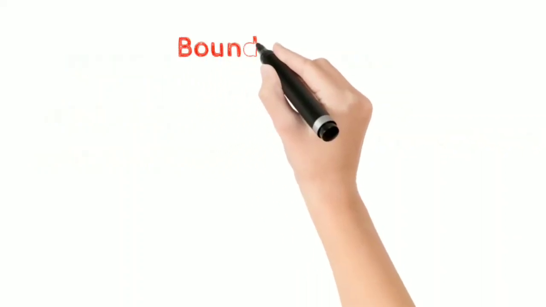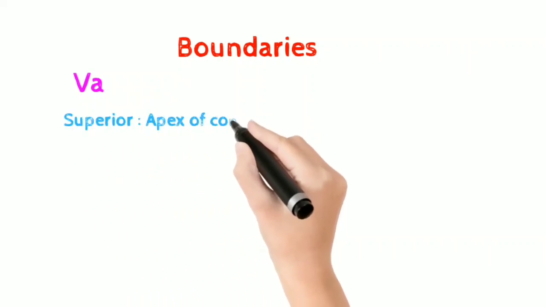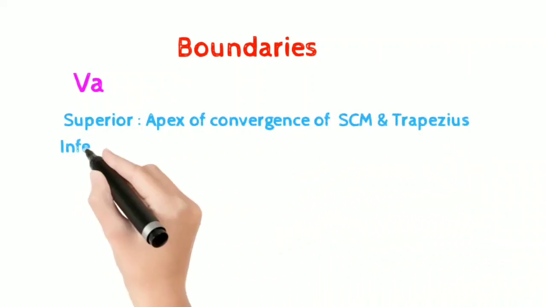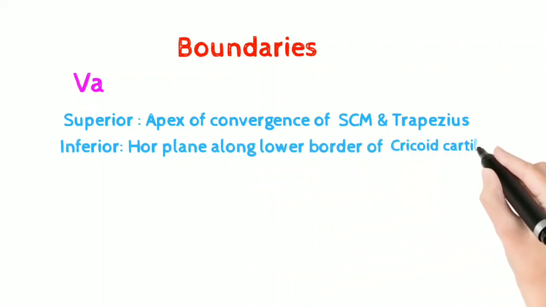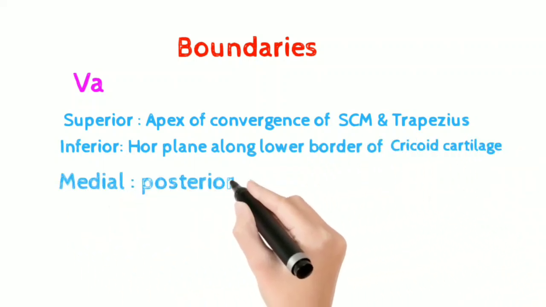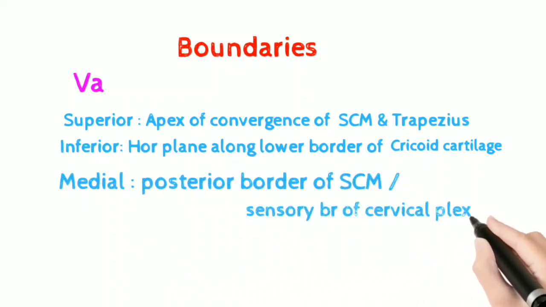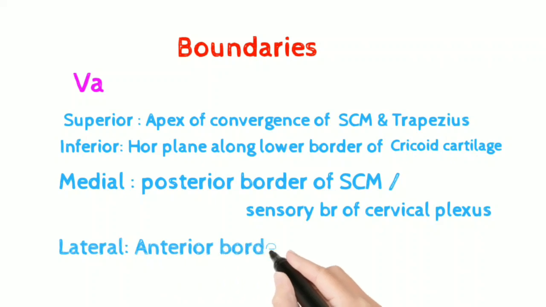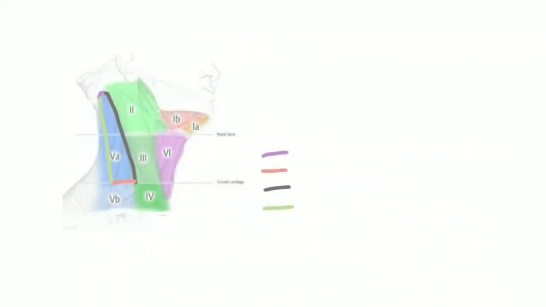Now let's look at the boundaries. First, level 5A. Superiorly, it is bounded by the apex of convergence of sternocleidomastoid and trapezius. Inferiorly, by a horizontal plane passing along the lower border of the cricoid cartilage. Medially by the posterior border of sternocleidomastoid or the sensory branch of the cervical plexus, and laterally by the anterior border of trapezius. Now let's look at the picture.